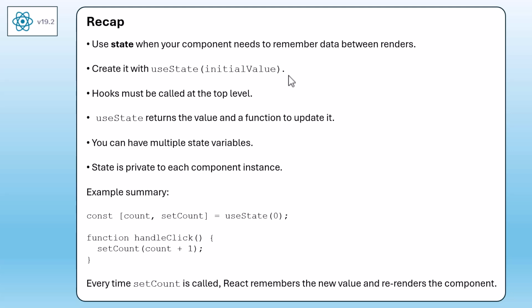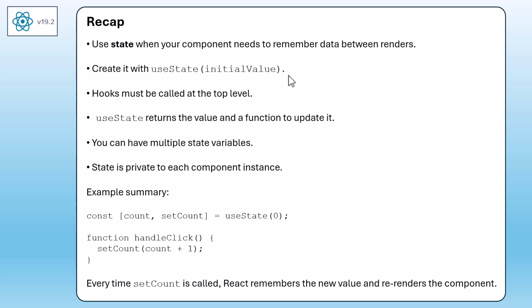8. Recap. Let's summarize the key ideas from this lesson. Use a state variable whenever your component needs to remember information between renders. State variables are created by calling the useState hook. Hooks are special functions that start with use and must be called at the top level of your component. The useState hook gives you two things, the current value and a function to update it. You can have multiple state variables, and React keeps track of them by their order in the code.